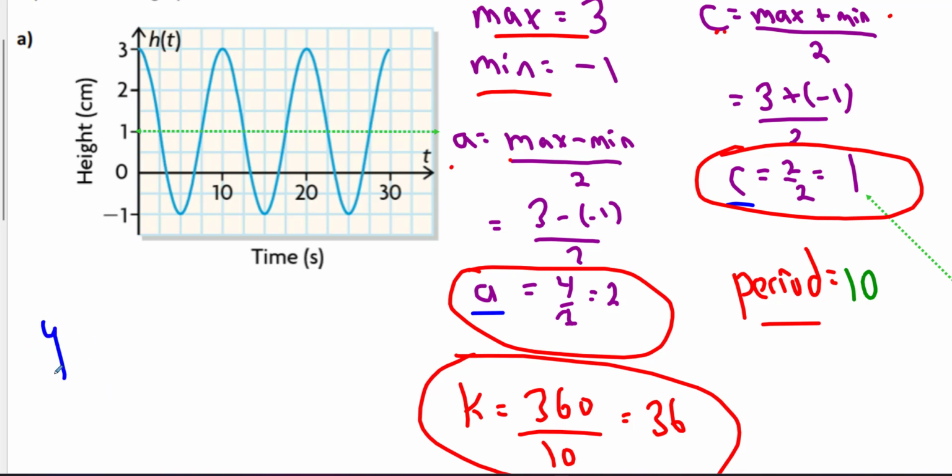At this point, you have to write your equation. What is my equation going to be? Well, I know my equation is going to be a sinusoidal function. What do I mean by sinusoidal? It means it's going to look like y equals sine x or y equals cos x.